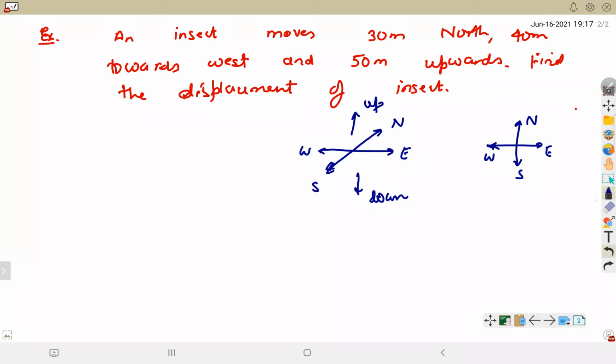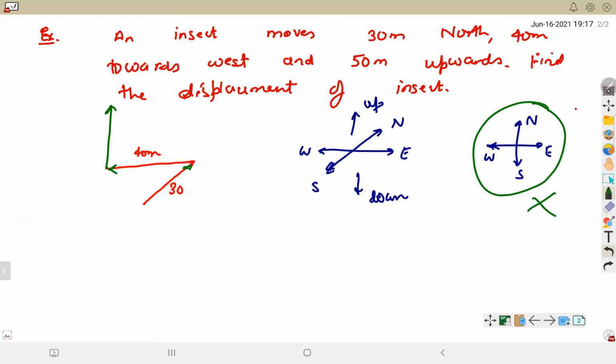So we start from some point, 30 meter towards east, 40 meter towards west, 40 meter towards west, and then 50 meter is going upwards like this. So if we want to find the actual displacement, we usually show north as upward, but that is only when we don't have to use the upwards or downward direction. This is going upwards, so north and south will be on the ground only, up and down will be above, upwards and downwards.